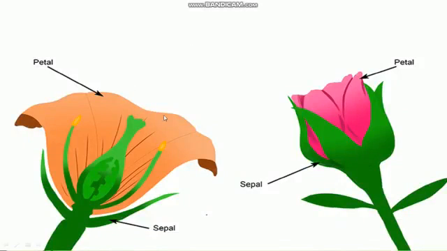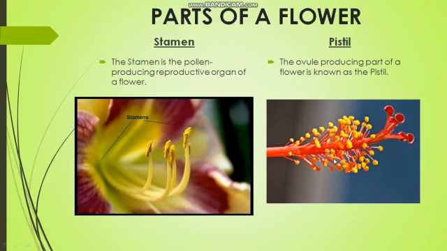Here you can see a more clear picture. The upper parts, which are colorful, are usually the petals, and the lower part, which is of green color, is known as sepals. The other parts of a flower are stamen and pistil. The stamen is the pollen producing reproductive organ of a flower.